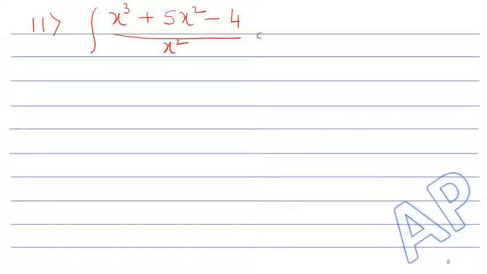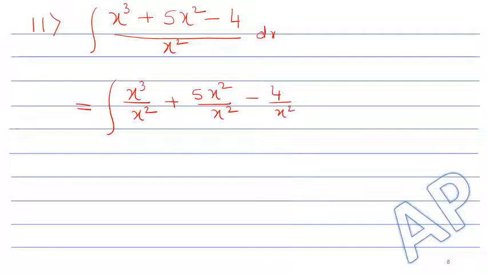Now we will look at question number 11, which is to evaluate the integral of x cube plus 5x square minus 4 divided by x square dx. Before solving this, that is before integrating, I will divide each term by x square so that we will get x cube by x square plus 5x square by x square minus 4 by x square dx.